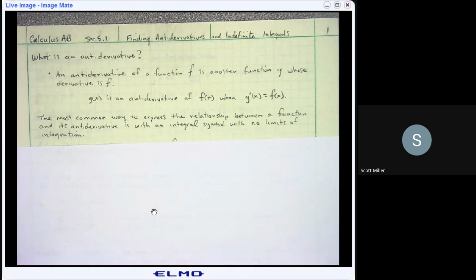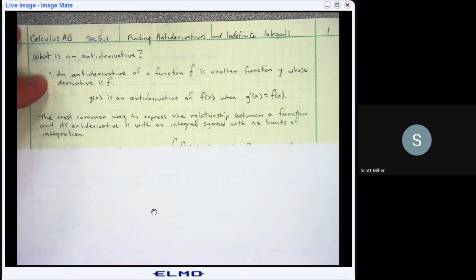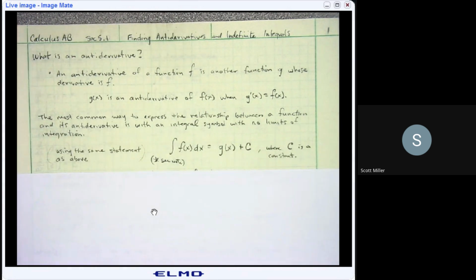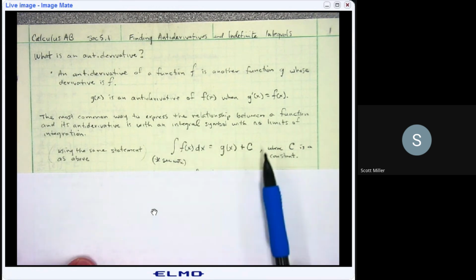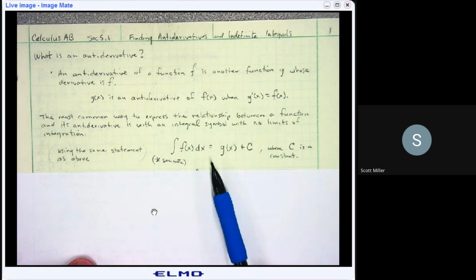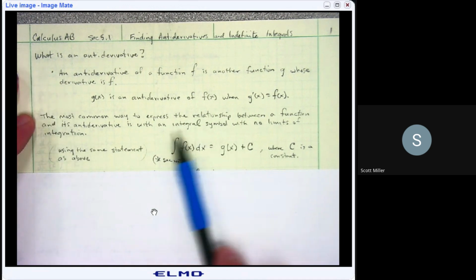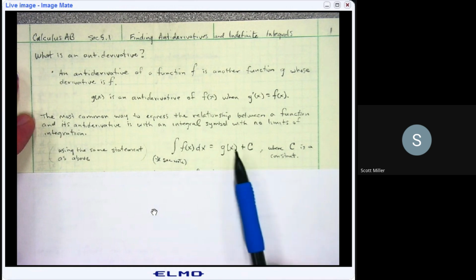All right, so the most common way to express the relationship between a function and its antiderivative is with an integral symbol with no limits of integration. So we're going to look at this thing right here. Using the same statement as above, this is the integral symbol. The integral of f of x dx is equal to g of x plus c, where c is some constant. So in other words, this whole integration symbol is the antiderivative of f, and that's what you get with g.